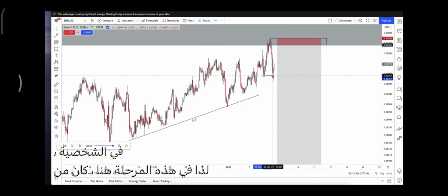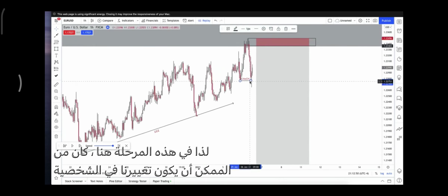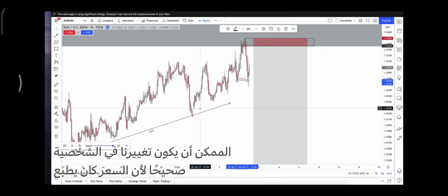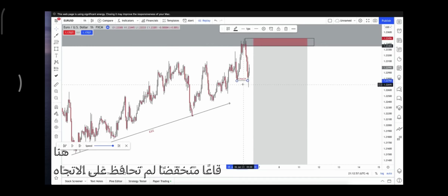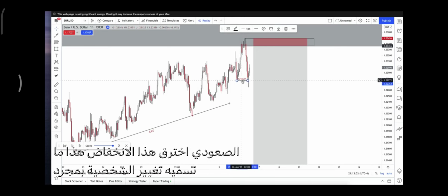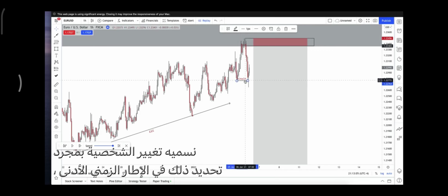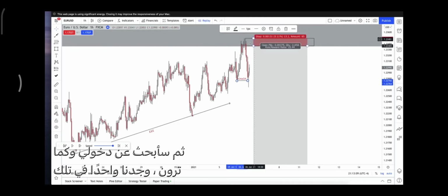So at this point over here, that would have been our change of character, right? Because price was printing higher lows, but then what did it print right here? A lower low. It didn't sustain its upside. It broke through that low. That's what we call a change of character. Once I identify that on the lower time frame, then I would look for my entry. And as you can see, we found one on that 15-minute.